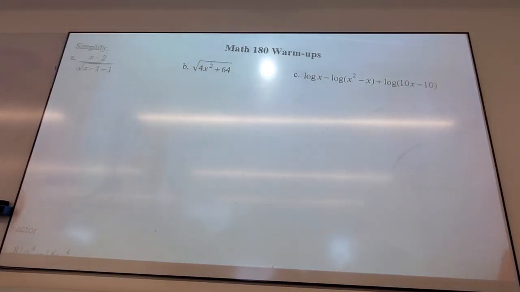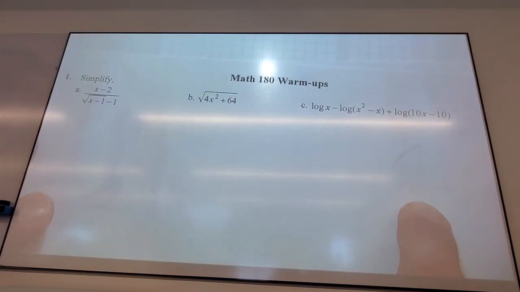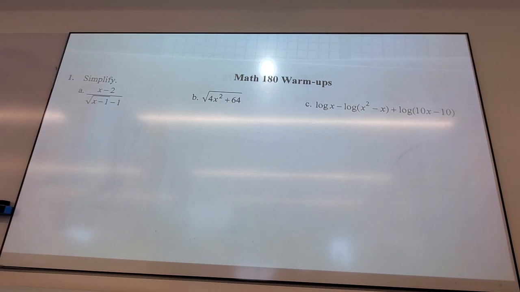So I saw two groups, I think, that had the right idea on 1A. There might have been more of you that I might not have seen. Who thinks they had the right first step on 1A? You should just multiply the top and bottom with the square root of x minus 1 plus 1.